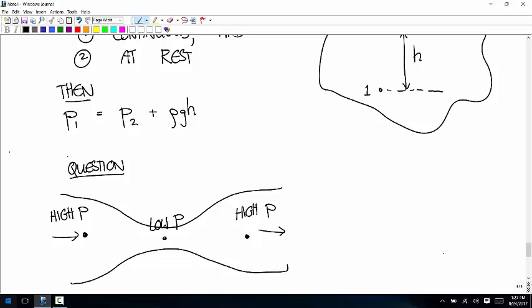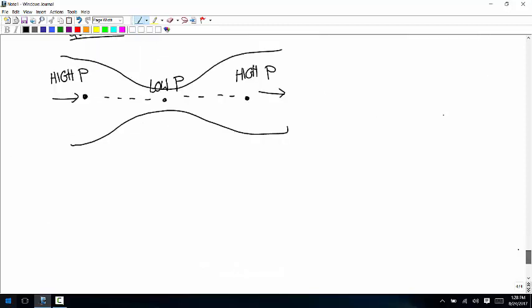So if these three are all at the same height, how does it work that you don't have the same pressure on all three of those points at the same height? It's moving, and these are going to be really useful tools, but they don't apply if the thing's moving.